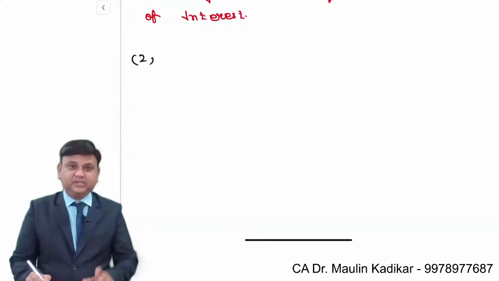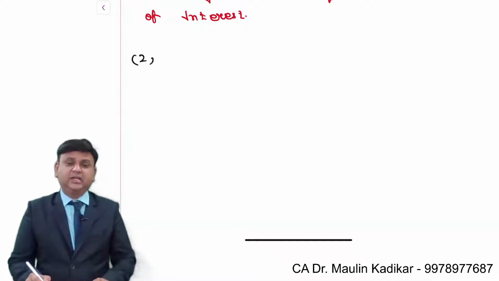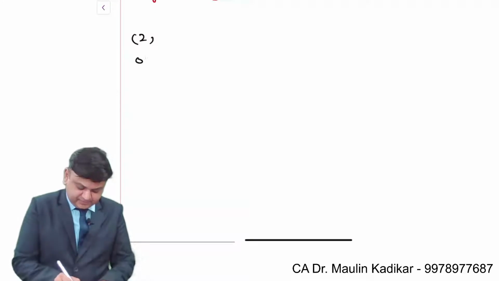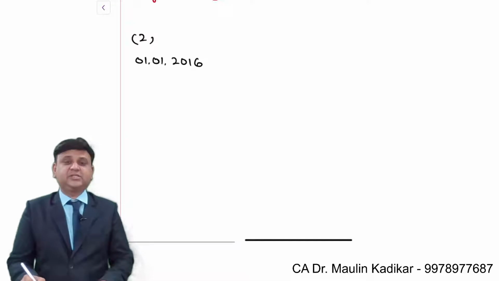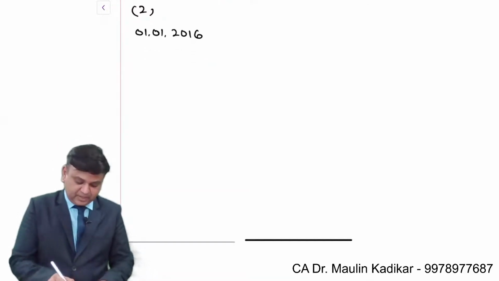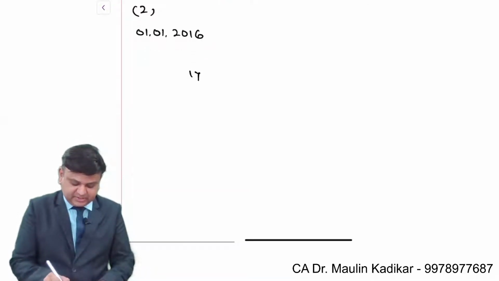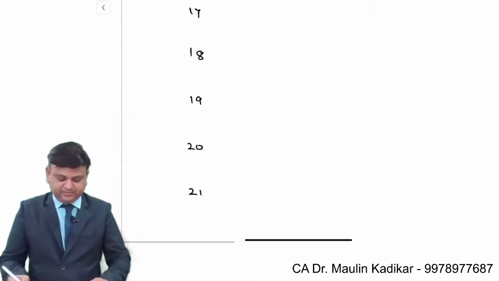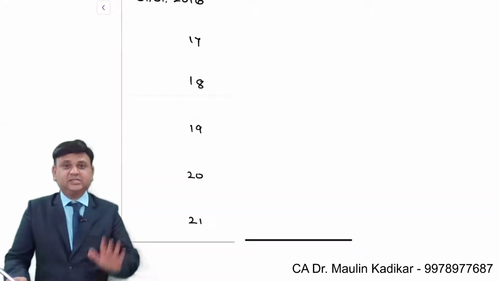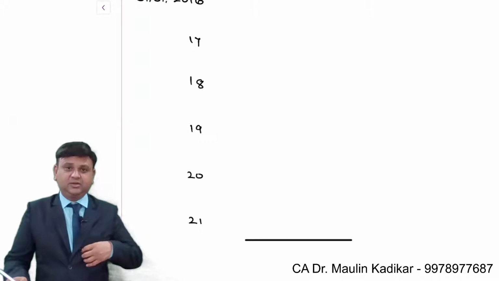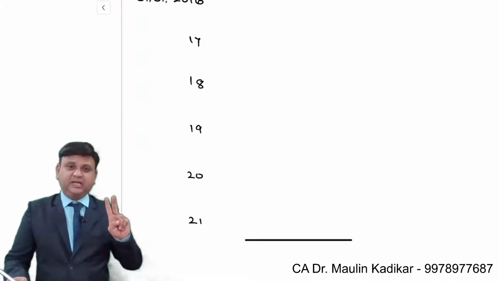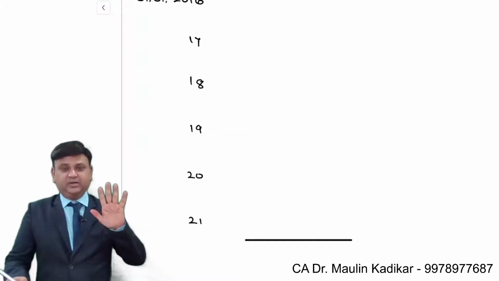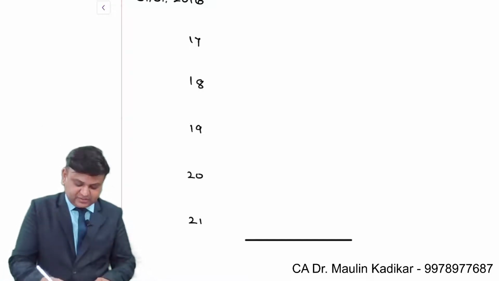Second part of the question. Listen to me carefully. Language of the question is given like this. 1st of January 2016 is the date on which the security is issued. So we understand that the 2017, 2018, 2019, 2020 and 2021. That is the way the security is issued for 5 years. So it is 17, 18, 19, 20 and 21. So these are the 5 years for which the security is issued.